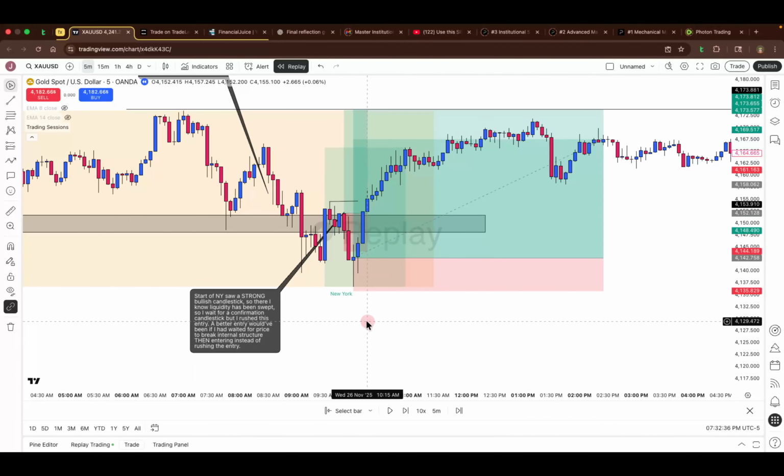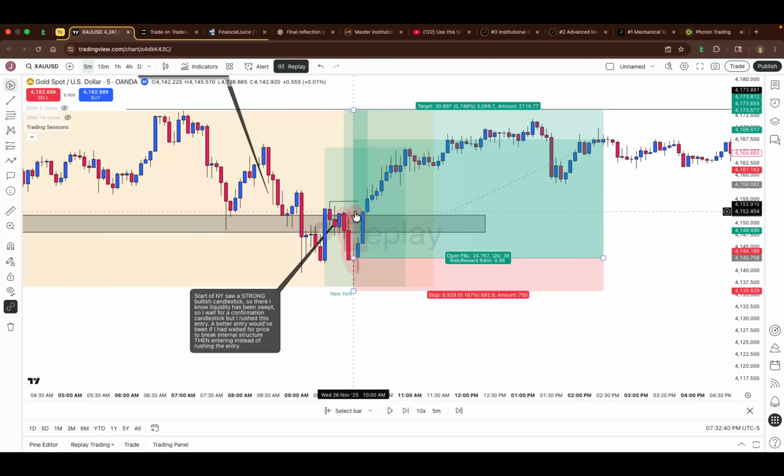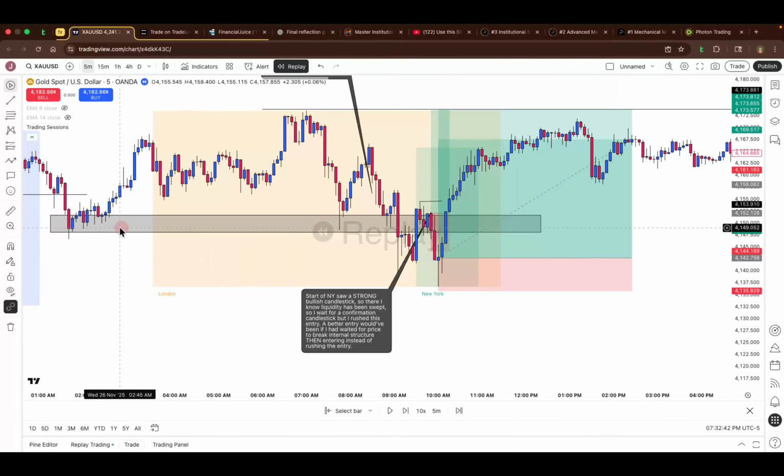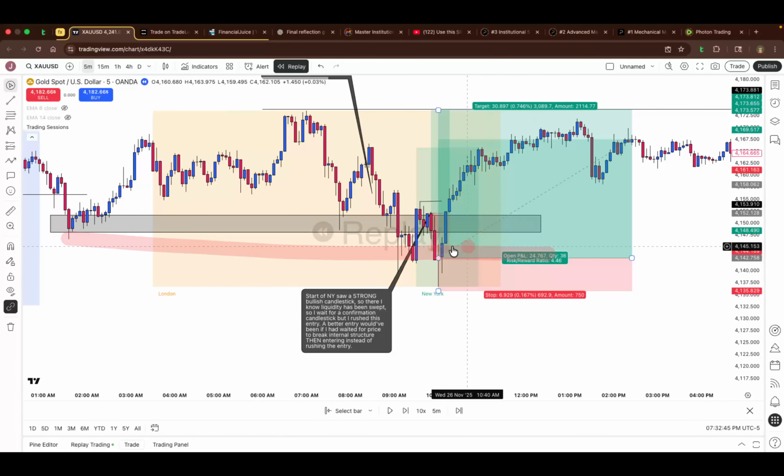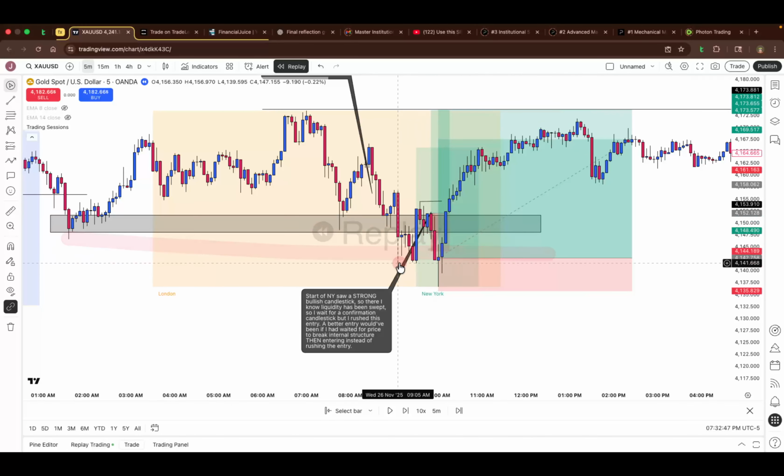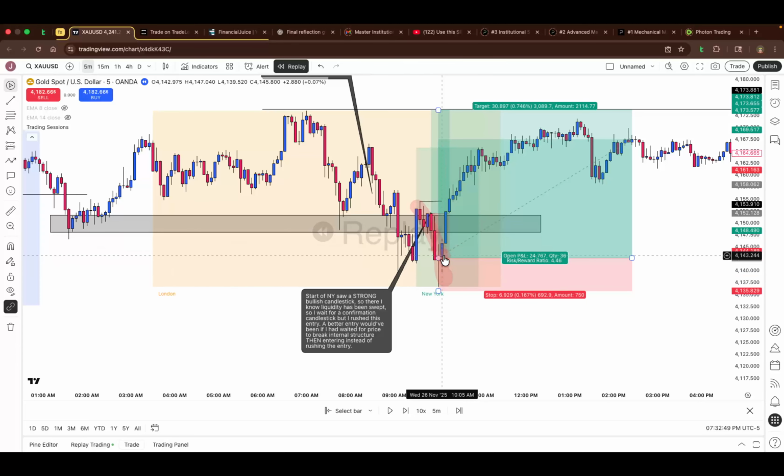So yeah, what do we see? We see price continue to come down. At this point, I'm not entirely looking for trades. I see liquidity's already been swept. But what do we see here? We see another liquidity grab. Why? I don't know.